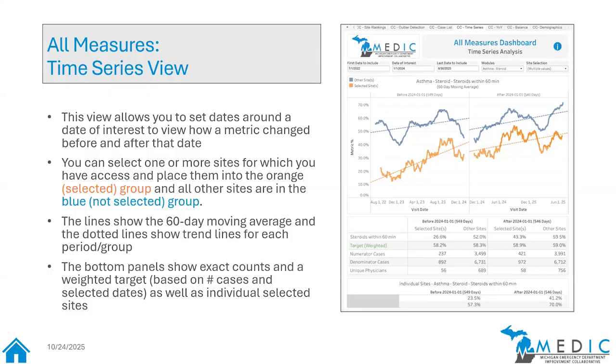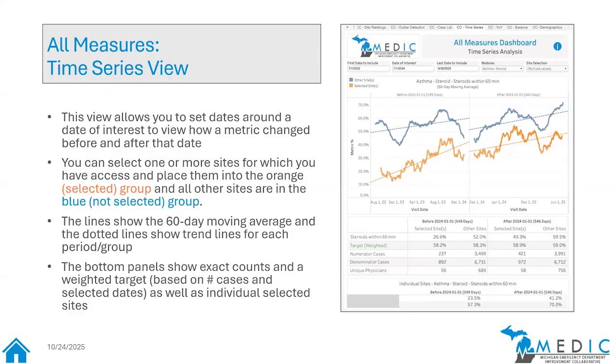The sites that you have selected are in orange. All the other sites in Medic, aggregated as one, are available in blue. And then the graph is divided in the center by a date that you pick. So let's just say you had an intervention January 1st, 2024. You might pick a year before and a year after as your included dates. You can select all that at the top. And let's say your intervention here is steroid use.